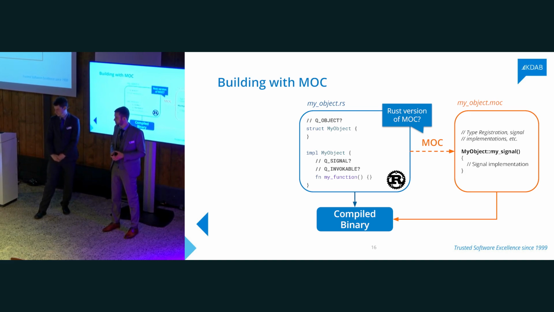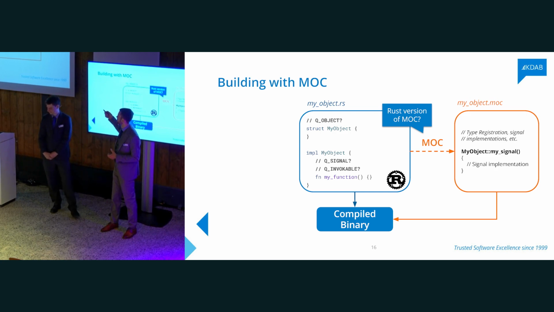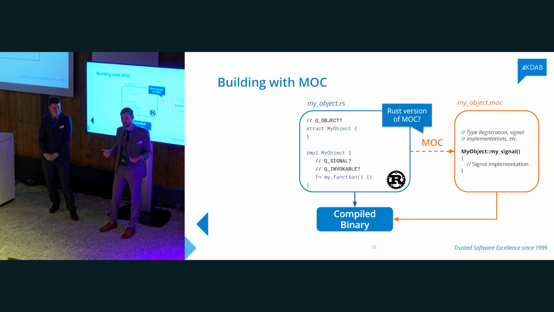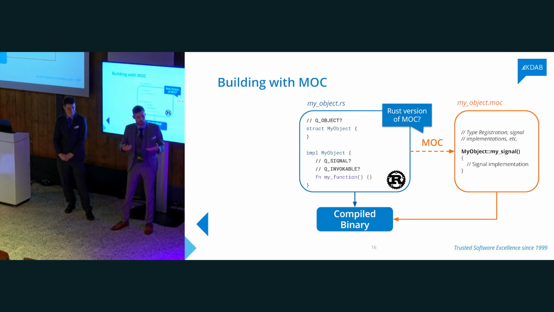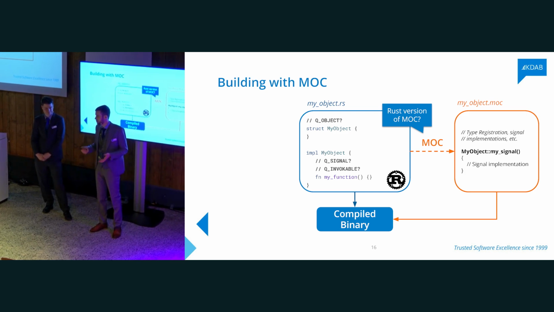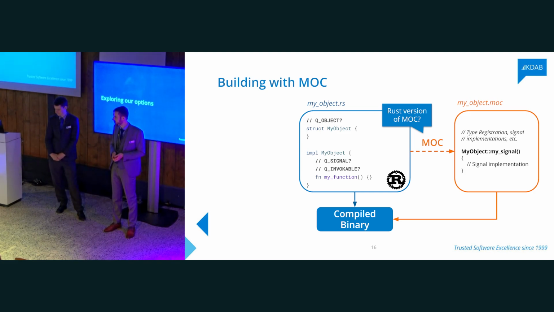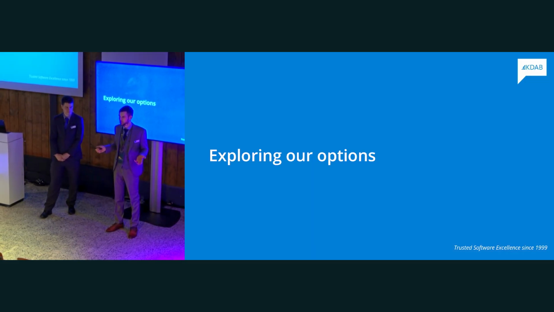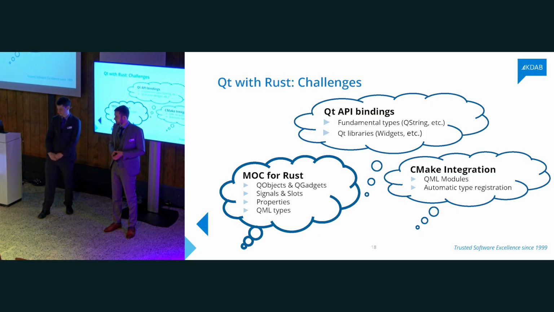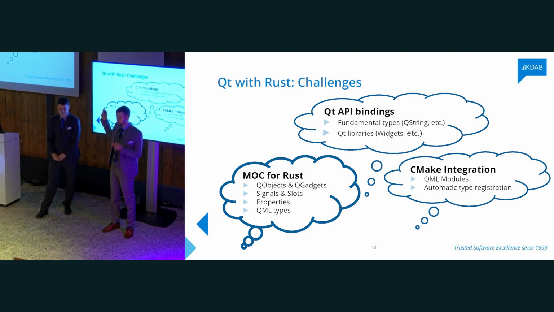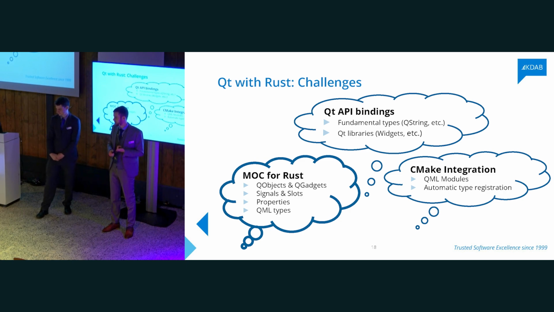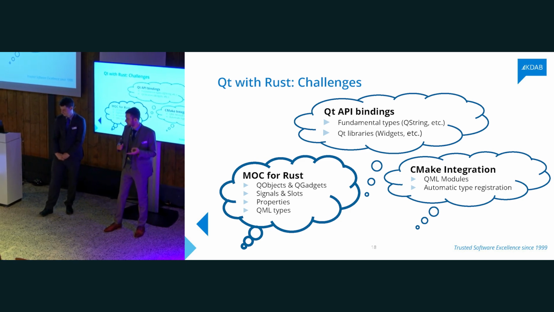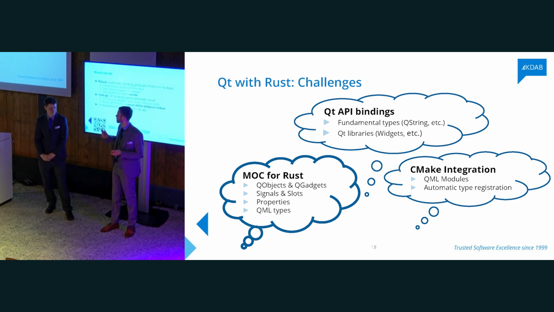But then, of course, we also need to be able to run moc. We need something that understands these annotations and can give us actual generated code like moc does for us. So how do we do this? Well, let's first explore the options that currently exist. Again, remember, there are three big things to keep in mind. We have Qt, which has a huge API surface. We have moc that we somehow need to emulate for Rust. And we also want to integrate all of this with CMake.